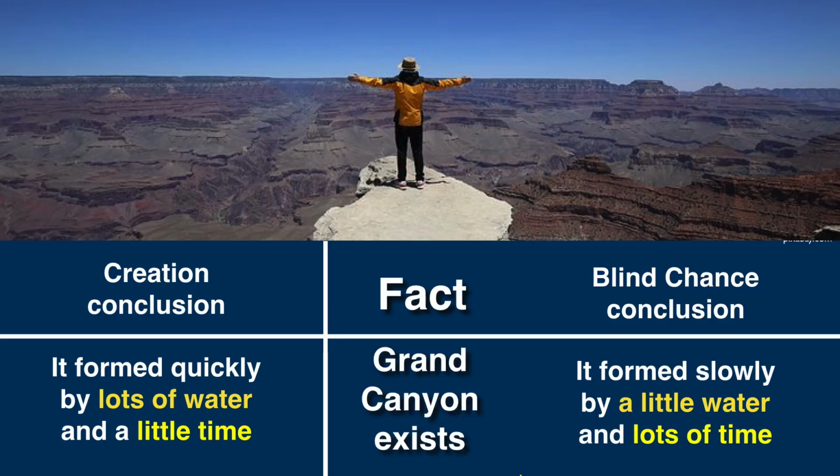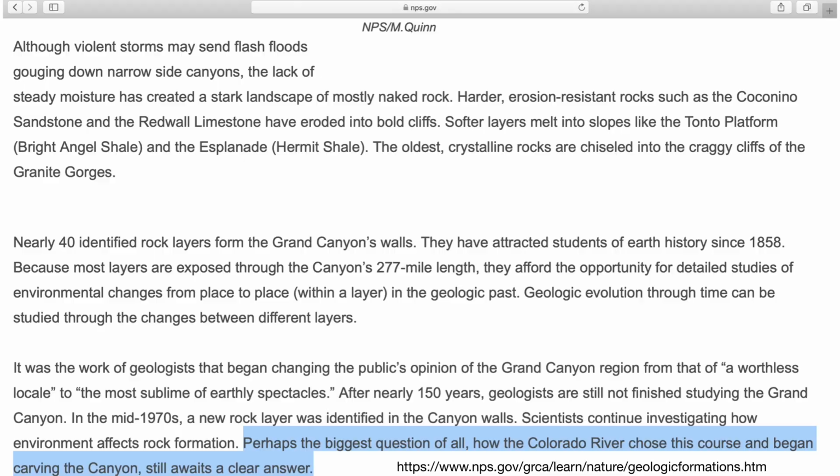And then watch out, they like to erase that line. So when you see something from the government, it might not be true. Just by the way, who trusts the government? Anybody? Okay, that's kind of nonsense. But anyhow, and then also they admit perhaps the biggest question of all, how the Colorado River chose this course and began carving the canyon, still awaits a clear answer. Well, we've got the answer, but it's a biblical answer based on the hydroplate. Hydroplate's based on the Bible, and they don't want that. Okay, so let's do the review real quickly.